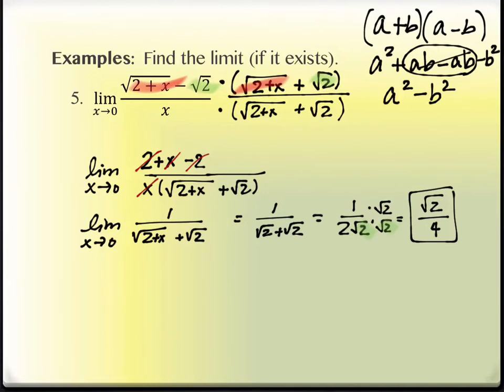This is a really good example of one where if you were trying to do a numerical method, like with the tables, it would not tell you square root of 2 over 4 in your calculator, right?